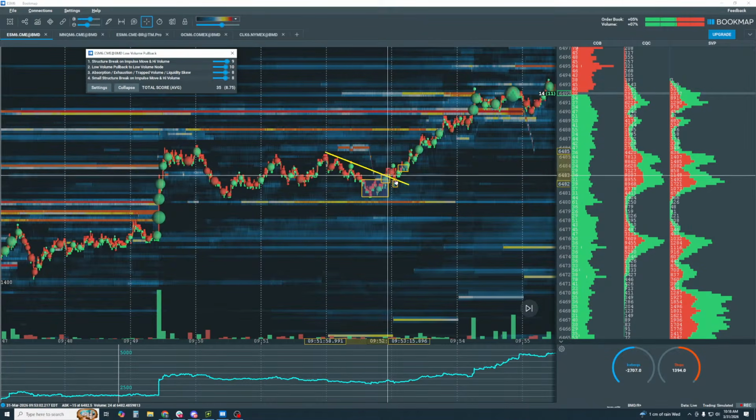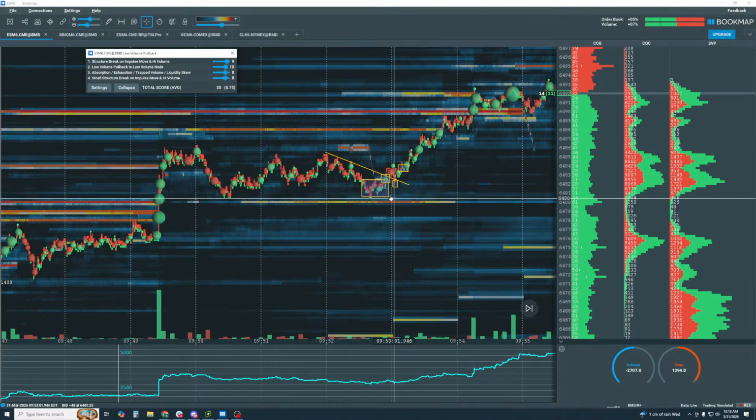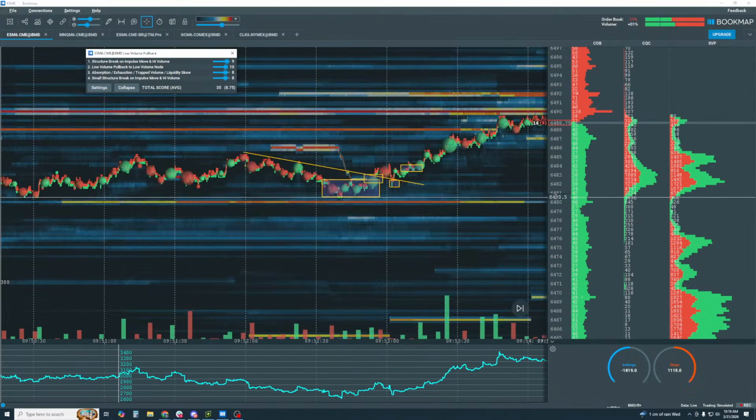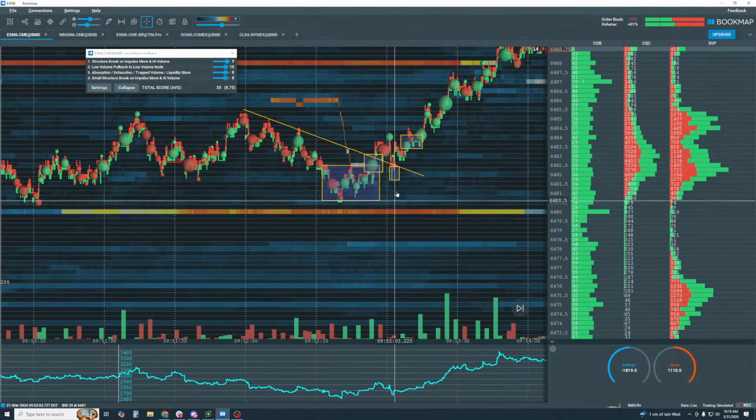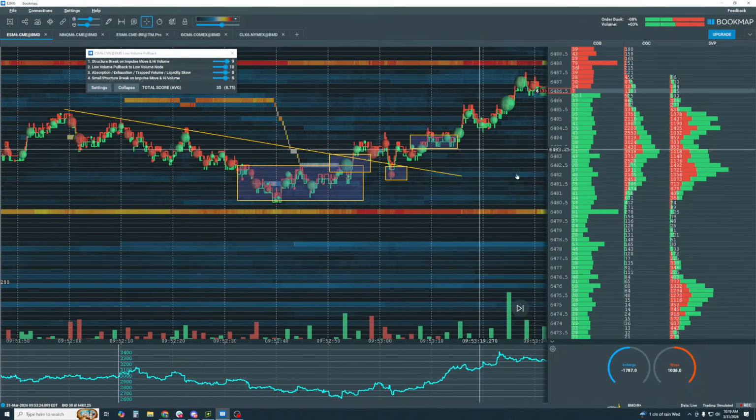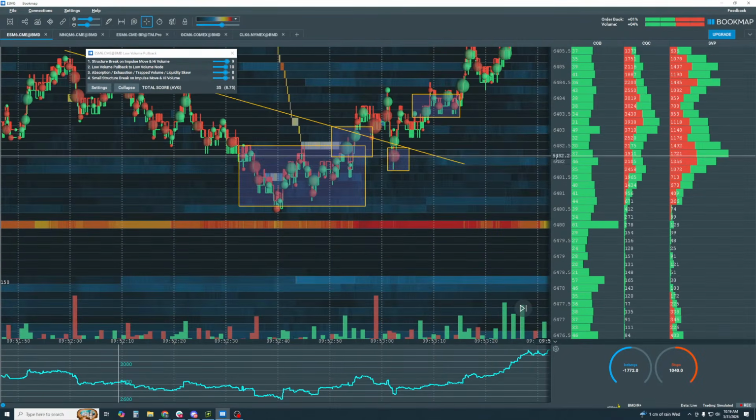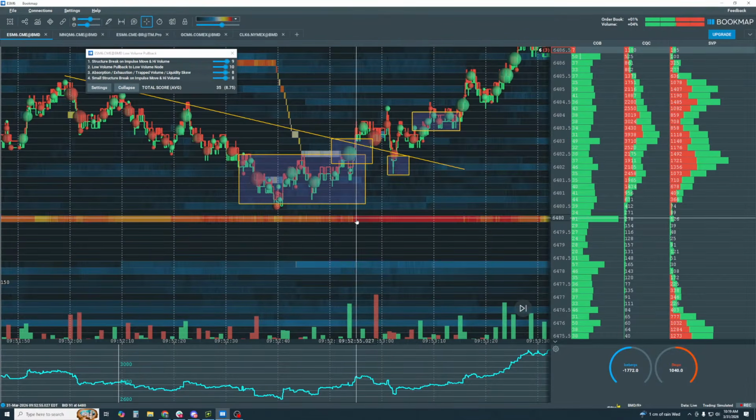Then we just look for the, well, absorption, exhaustion, trap volume, and we don't really see much of any of that in here. Yeah, not really any of that in here. Much of that at all. Maybe a bit on the bid underneath. I mean, here, of course.